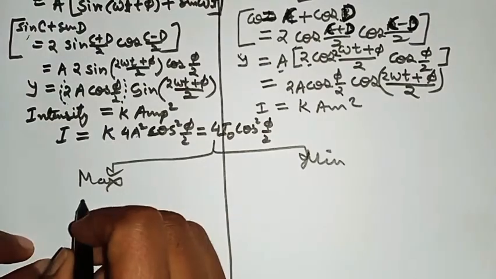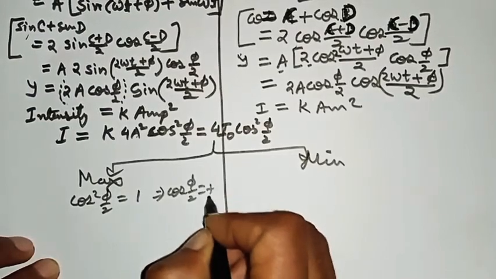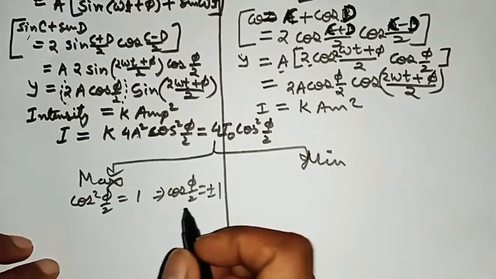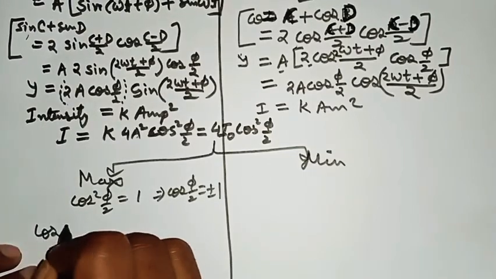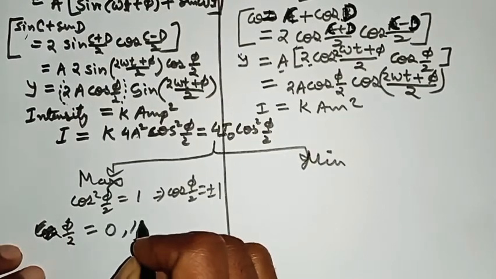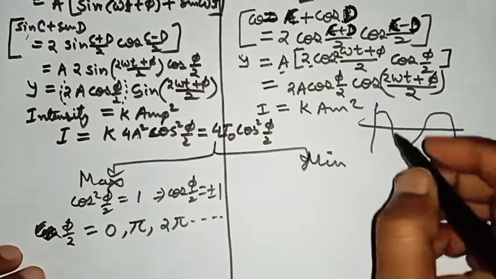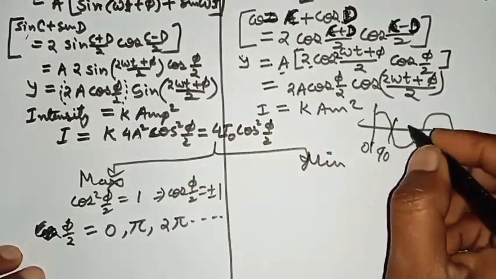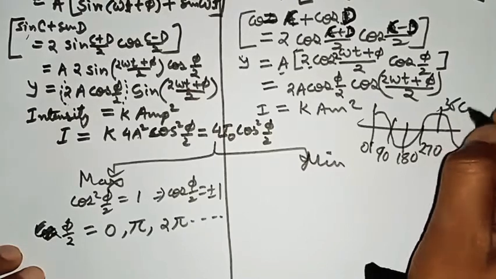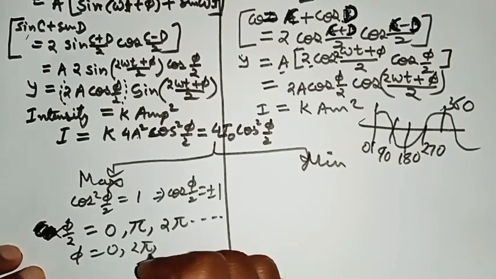So for maximum intensity, cos square phi by 2 is 1, that is cos phi by 2, taking the root of it, will be plus minus 1. Both plus and minus will come, because when we take root, both signs come, and therefore it is possible when phi by 2 is 0, pi, 2 pi, and so on. Why is it so? You know the cos graph, it is like this. At 0 degree, at 90 degree, 90 means pi by 2, at 180 degree, which is pi, at 270 degree, 3 pi by 2, at 360, 2 pi, and so on. So when the angle is these, then phi equal to 0, 2 pi, 4 pi, and so on.